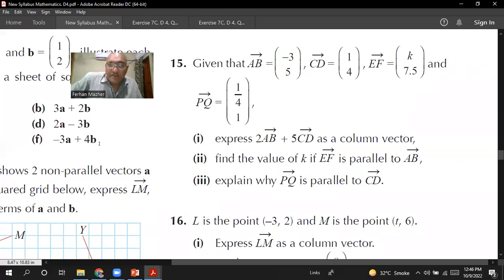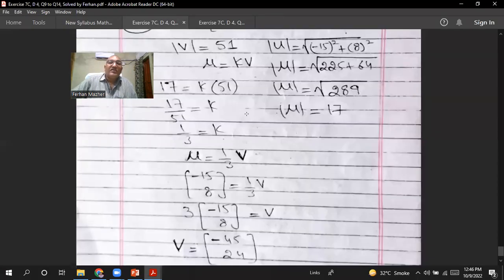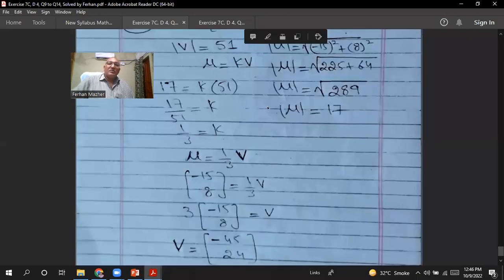Given that AB is minus 3, 5, CD is 1, 4, EF is k, 7.5, and PQ is minus 1 by 4, 1, express 2AB plus 5CD as a column vector. Just have to put the values here. This A part is very simple. And here we go. Okay, so we are going to the next part.